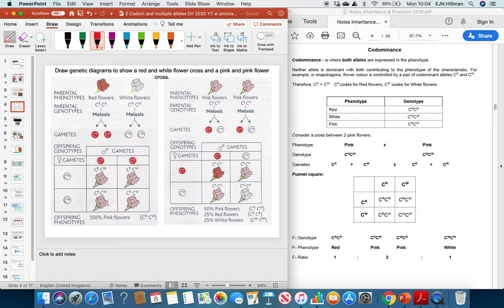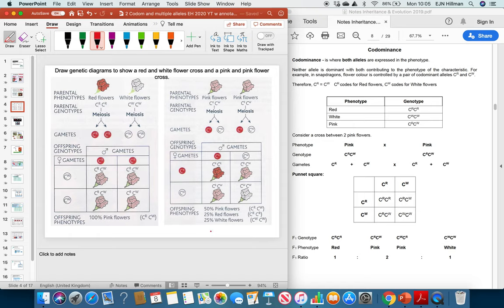In the following generation, if you were to take two of those pink flowers and cross them, well, now we have the heterozygous genotypes, CRCW, crossing with CRCW. After meiosis, that's going to separate out those two alleles. And what we find is this, the phenotypes produced are in a one red, two pink, one white ratio.